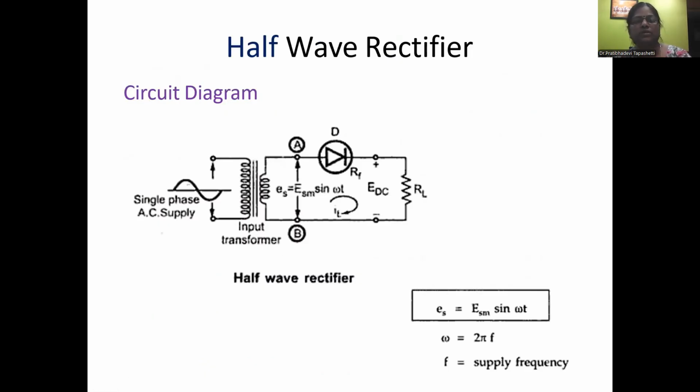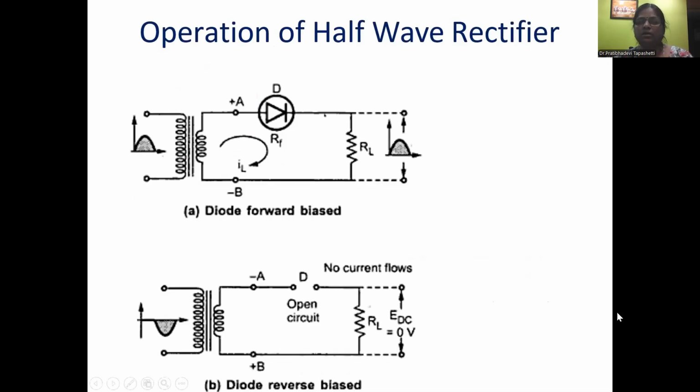First, AC is given to the transformer. The transformer output is given to the diode and the load resistor RL. So the working principle: during the first half cycle of the input, the diode acts as a short circuit or a closed switch. It passes the input to the output. The input half wave is available at the output. Whereas during the reverse bias, or the negative half cycle of the input, the diode is reverse biased and it is acting as an open circuit. There is no output voltage. Output voltage is 0 here.